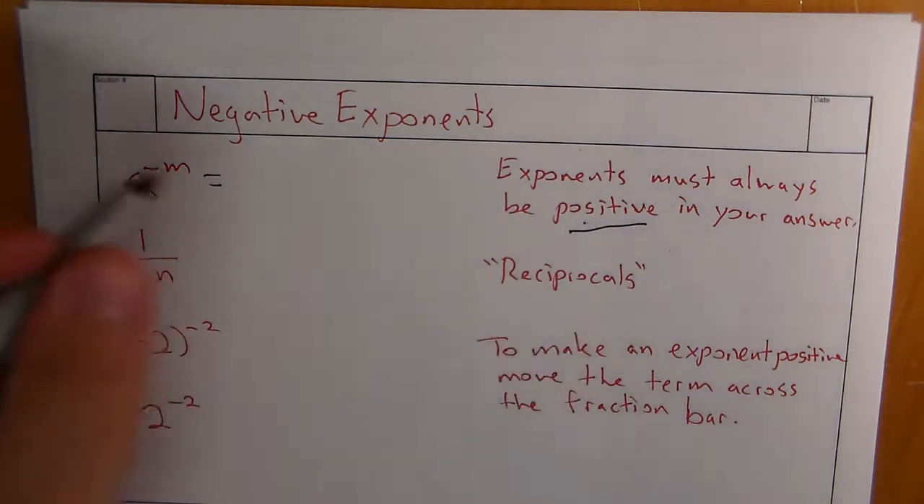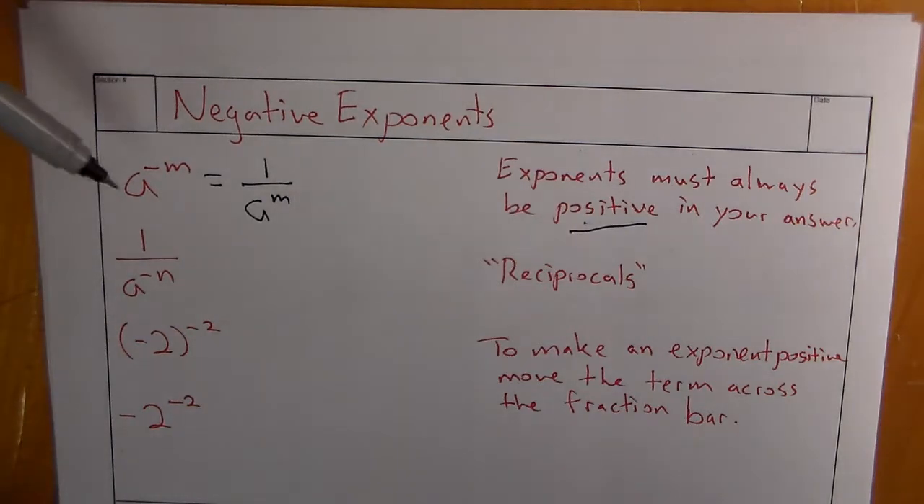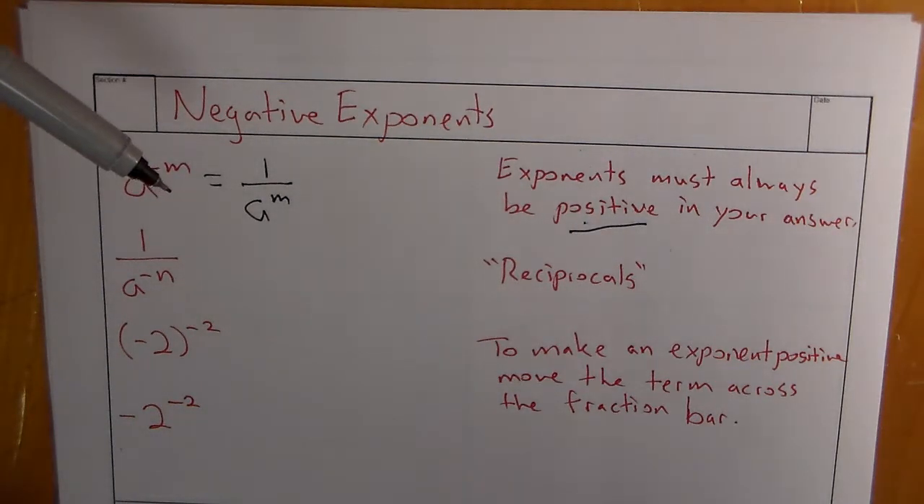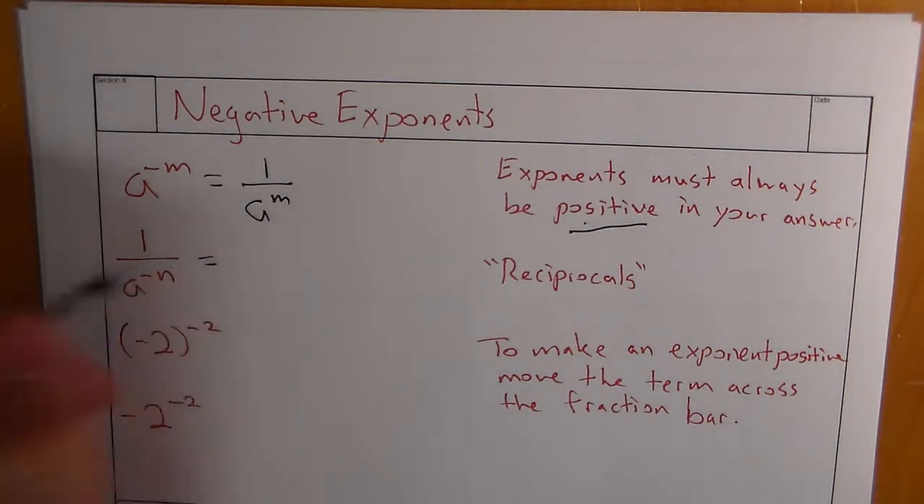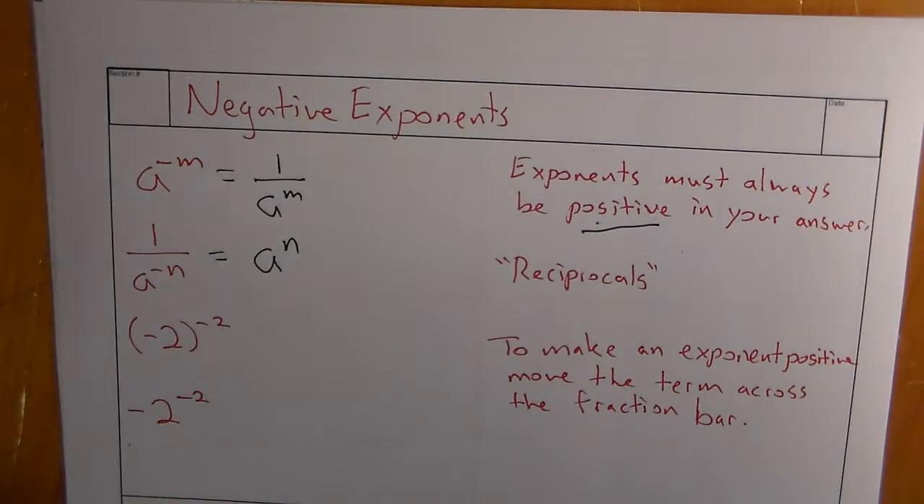by using the reciprocal. So I'm going to go 1 over a to the m. So by moving the exponent, the whole term, across the fraction bar, it makes it a positive exponent. That is our goal. So using that idea of reciprocals gives us a positive exponent. So what if I have 1 over a to the negative n, or maybe a negative exponent on the bottom? So what I'll do here is move it up, and that becomes a to the n. Therefore, we're giving us positive exponents.